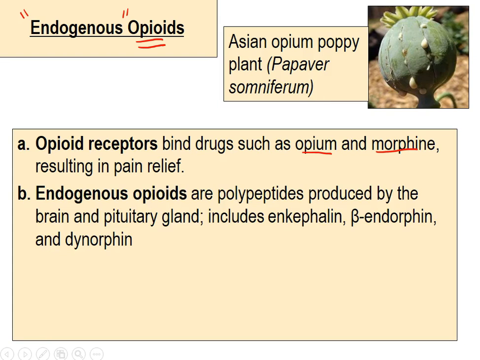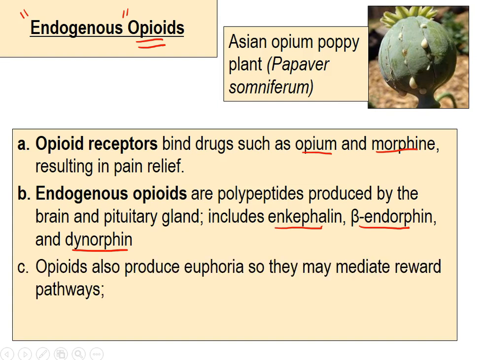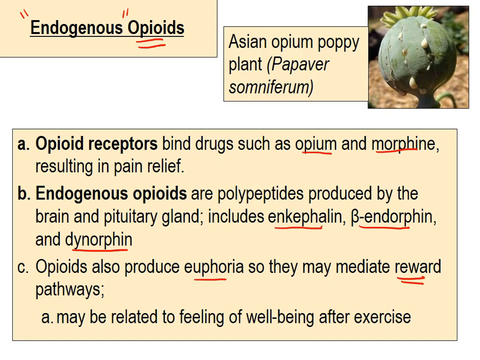But endogenous opioids are polypeptides that are produced by the brain and pituitary gland. For example, enkephalins, beta-endorphin, and dynorphin are examples of endogenous opioids. They produce euphoria, so they're involved in making you feel rewarded. Endorphins are also found to increase after exercise and are related to a feeling of well-being as a result of exercise.